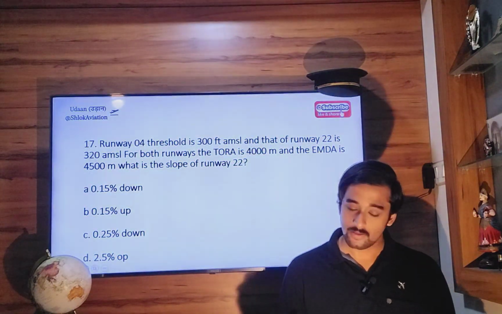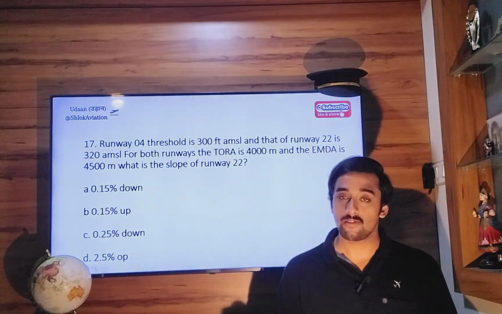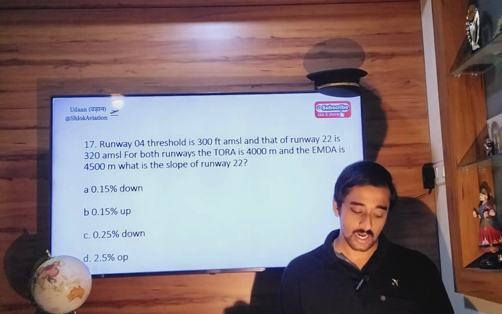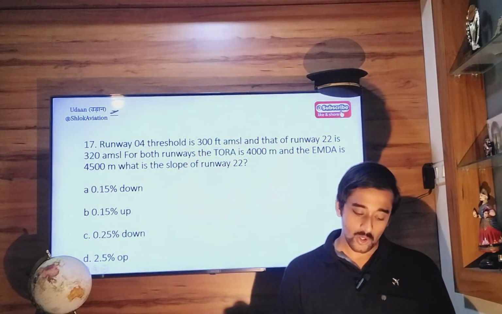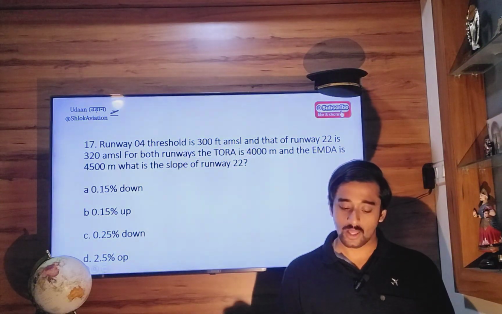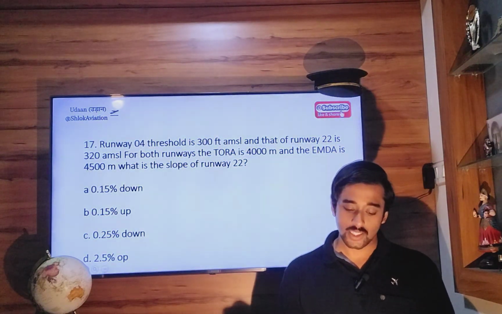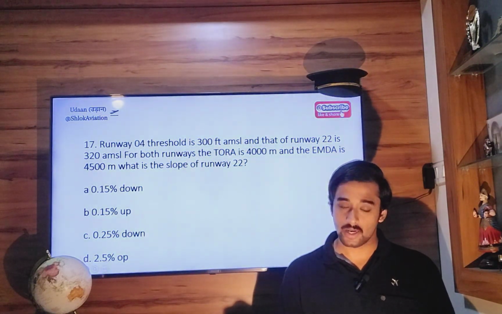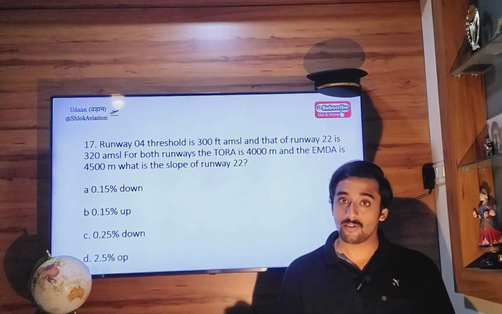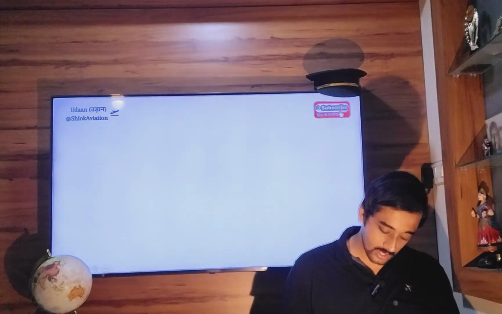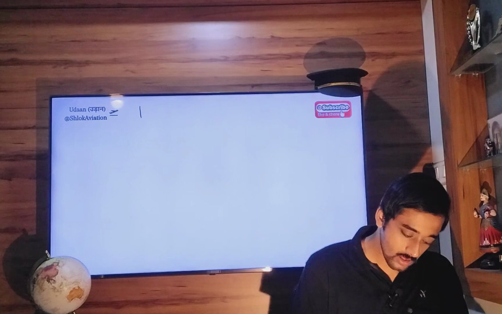Question number 17. Runway 04 threshold is 300 feet, runway 22 threshold is 320 feet. For both runways, takeoff run available is 4000 meters, accelerate distance available is 4500. What is the slope of runway 22? So let's draw the runway.